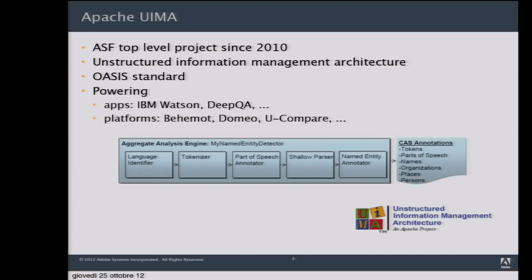So briefly, Apache UIMA is an ASF top-level project since 2010. It's an architectural framework for unstructured information management. It's also a standard and powers lots of very cool stuff. And it's used for pipelines of analysis, something like that. You have different building blocks with algorithms to analyze text. And yeah, the cool thing is also that you can use it to scale for large amounts of data.